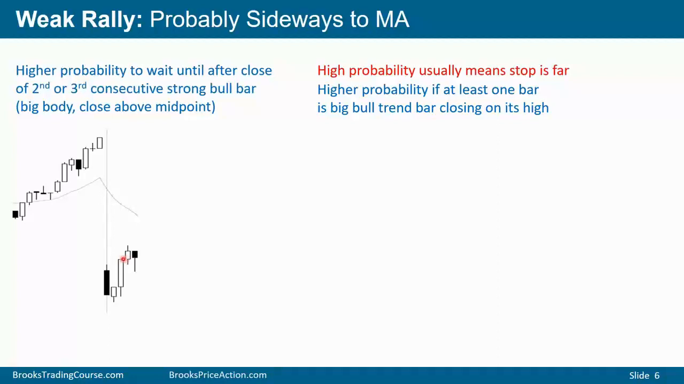By having a second consecutive bull bar closing on its high, and now a third consecutive bull bar closing on its high, the bulls have demonstrated that they're in control. The probability is the first reversal down will be bought. The bulls will buy it, and not many bears will sell it, and it will go at least a little bit higher.